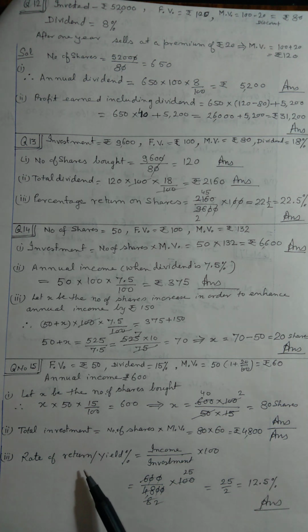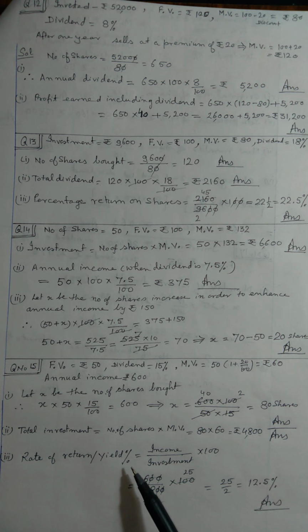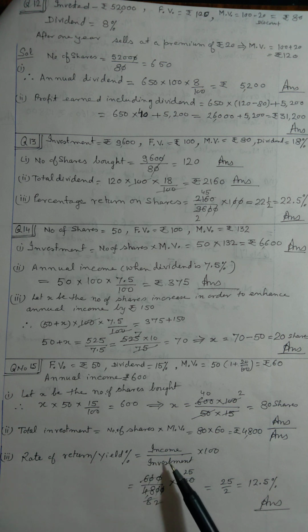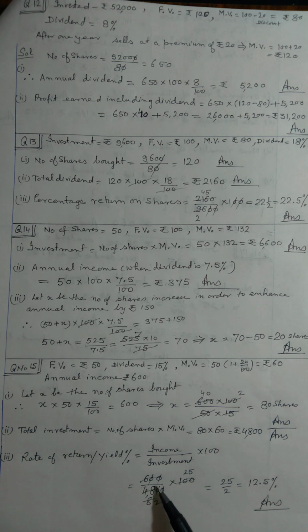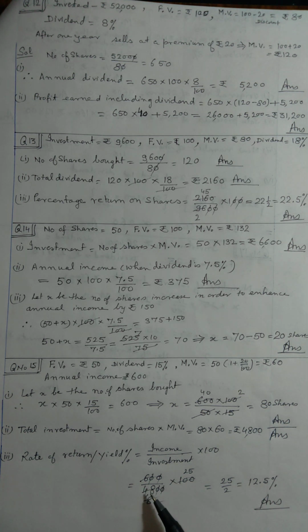Now the rate of return or yield percentage will be equal to income divided by investment multiplied by 100. So 600 upon 4,800 into 100, it will be equal to 25 by 2. Further solve it, you will get 12.5% answer.